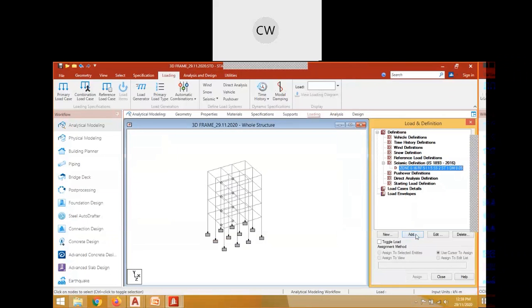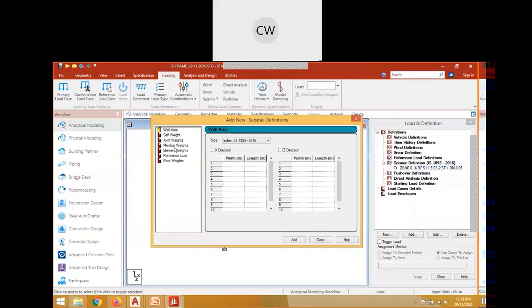So here, if you want to add the load, say add. Now these are the loads which are called the seismic weight of the structure, not the loads.